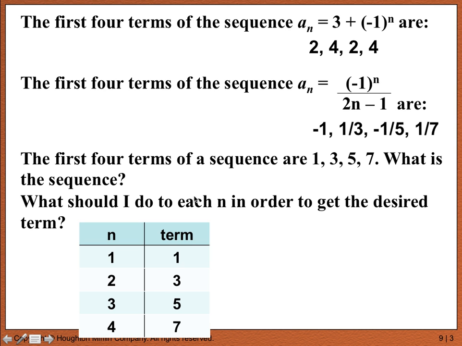So back to our question: what should I do to each n in order to get the desired term? This is where you have to look at it and try to figure it out.